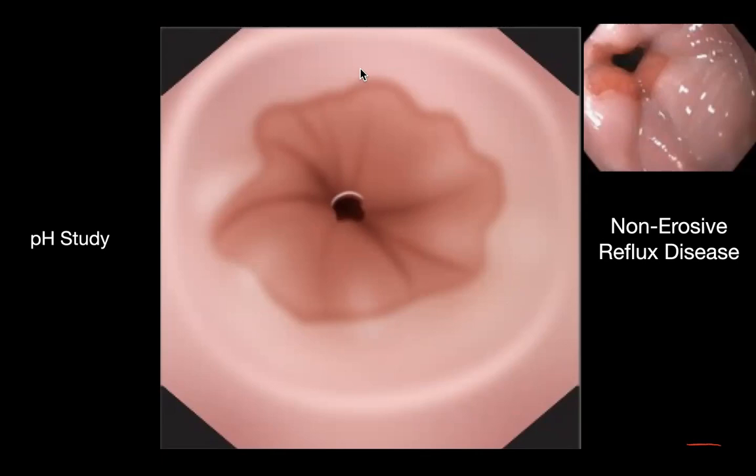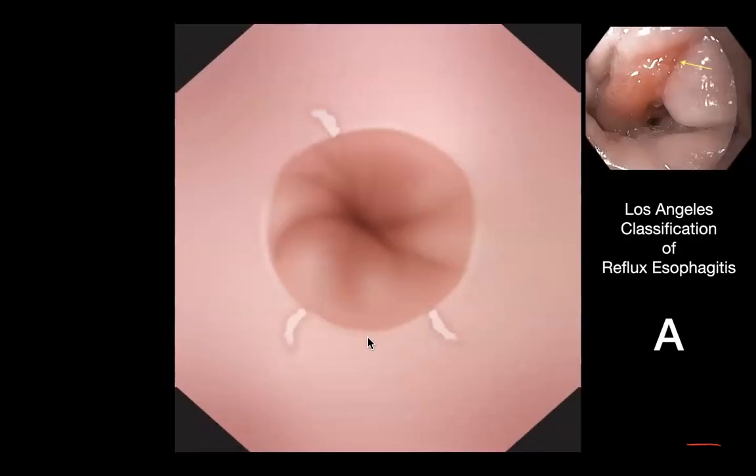This happens if the esophageal lining, the defense mechanism, is able to withstand the damage from the acid coming up from the stomach. Sometimes what happens is the esophageal lining, the defense mechanisms are not great, and then they break down. The lining breaks down and leads to what is called an erosion. Here is an erosion on endoscopy image.